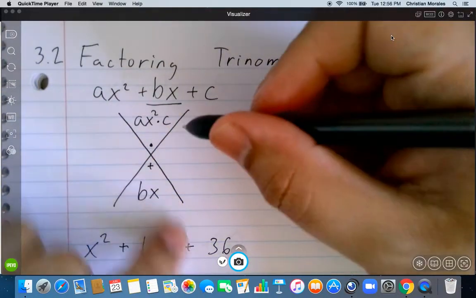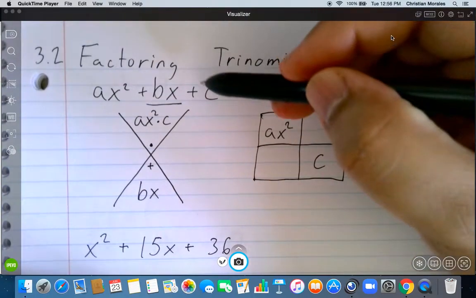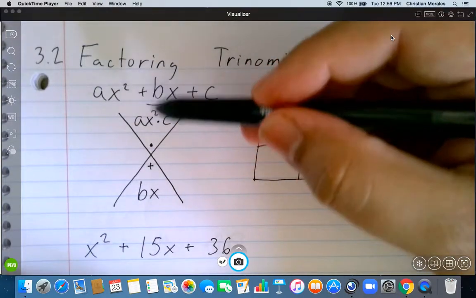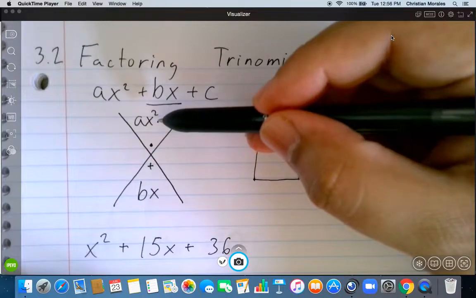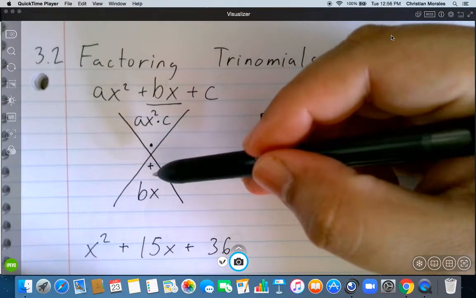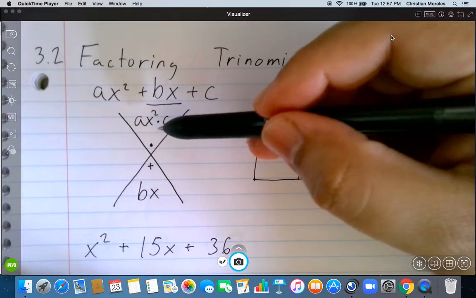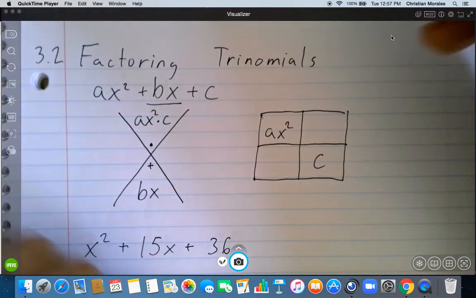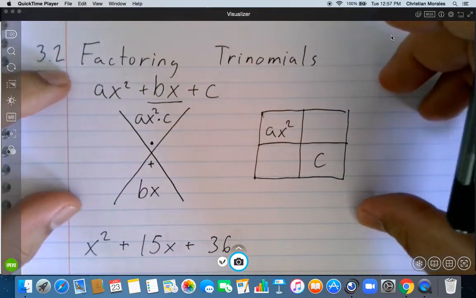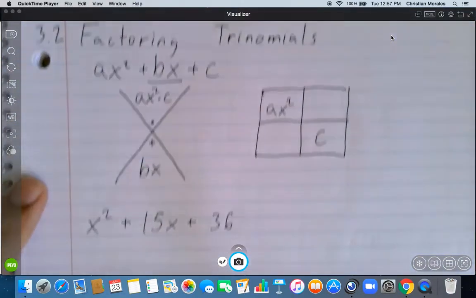What the x does is you take the first term and the last term, you multiply them together, and that'll help you figure out how you're going to split up bx, okay? Because however you split it up, it has to multiply to make the top part, all right? So this is the layout. Make sure you copy this. This is how you're going to follow it. Let's do an example now, all right?